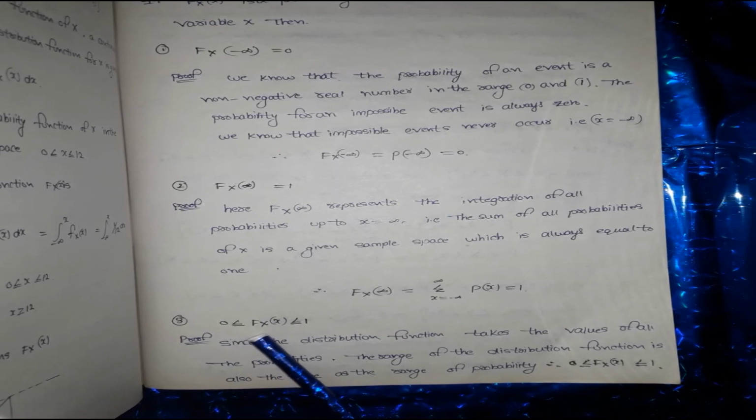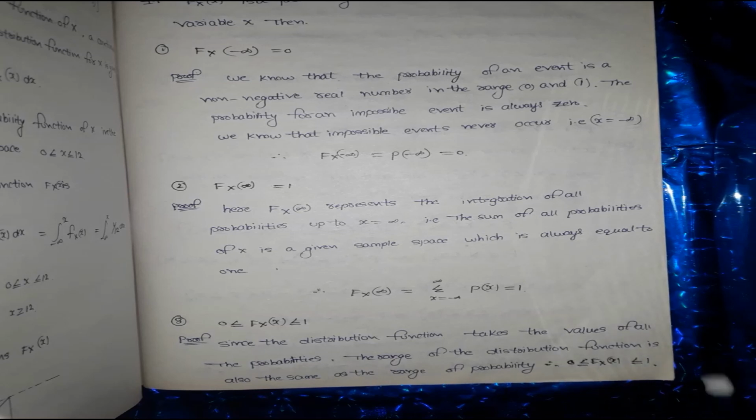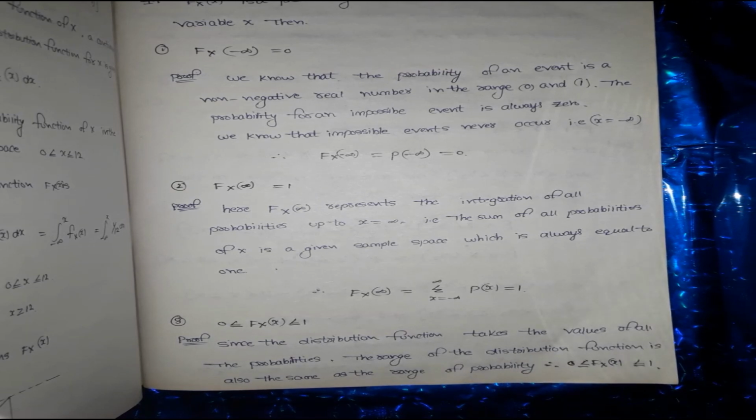Now we discuss the third property: 0 is less than or equal to Fx(x), which is less than or equal to 1. Since the distribution function takes the value of all probabilities, the range of the distribution function is also the same as the range of probability. So 0 is less than or equal to Fx(x) less than or equal to 1. This is the third property of the probability distribution function.